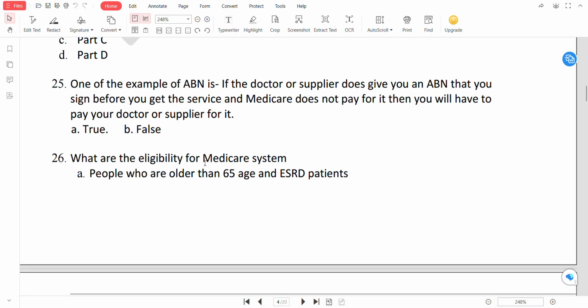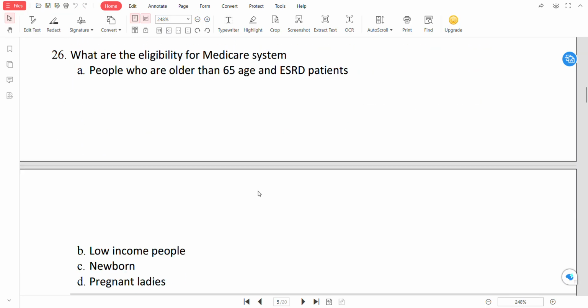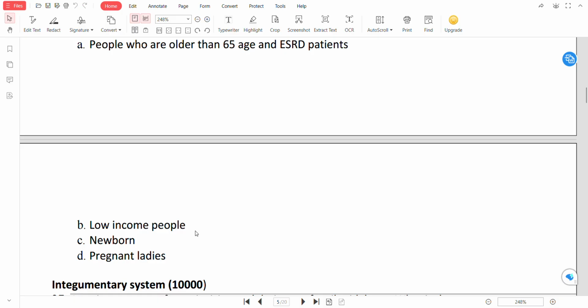26. What are the eligibility of Medicare system? Option A, people who are older than 65 age and ESRD patients. Option B, low income people. Option C, newborn. Option D, pregnant ladies.